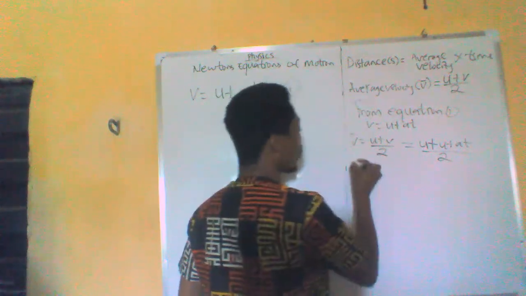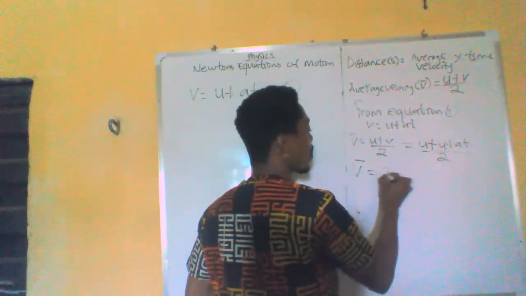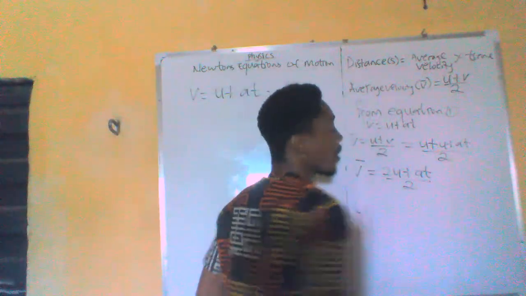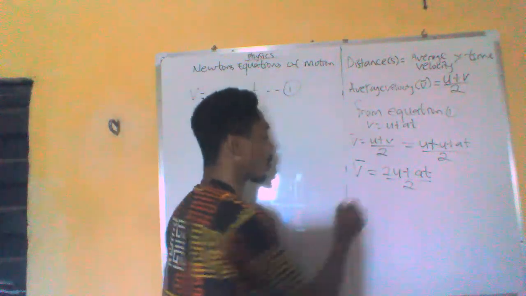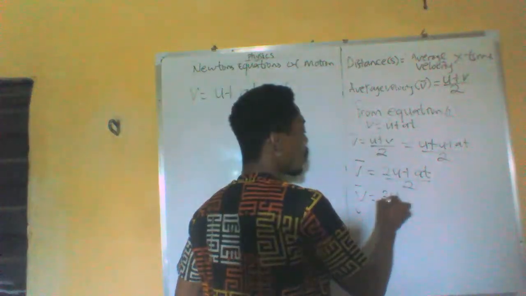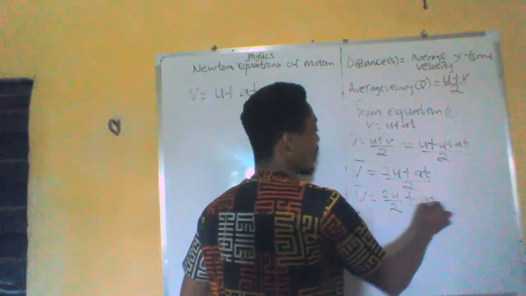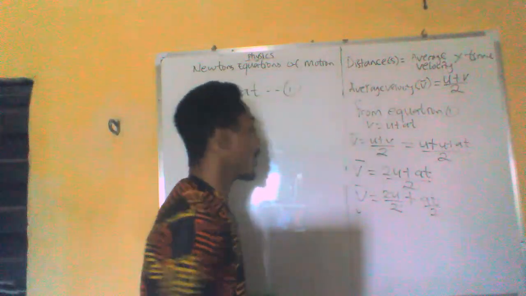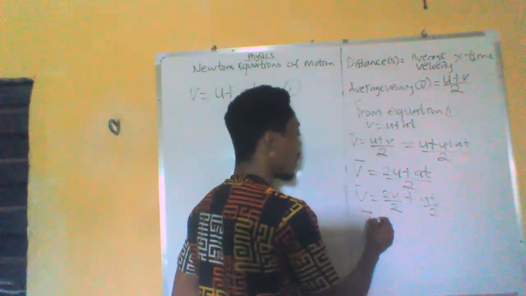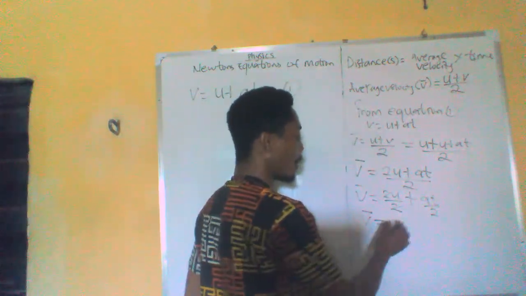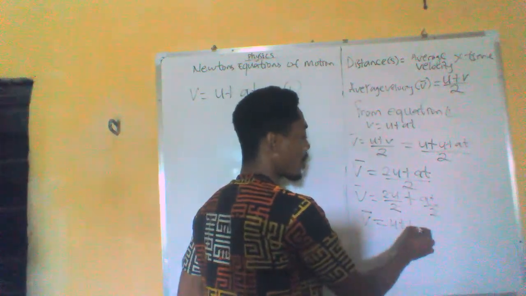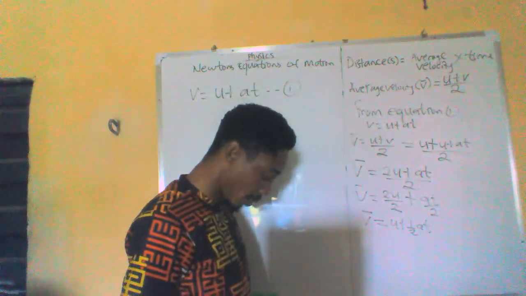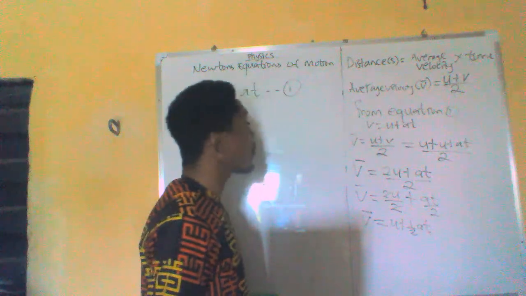So what's the implication of this? V bar will give me U plus U, that's 2U, plus AT all over 2. If you look at this closely, V bar becomes 2U all over 2 plus AT all over 2. Of course, 2U all over 2 cancels out. What you now have left is that V bar equals U plus AT over 2, which is U plus half AT.